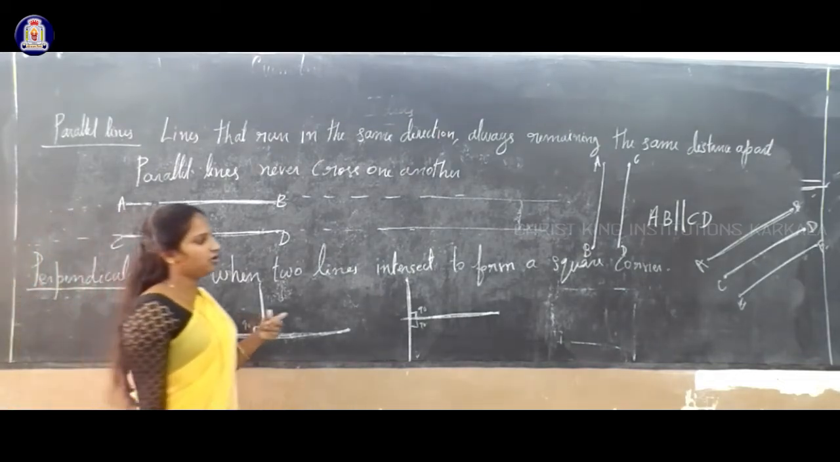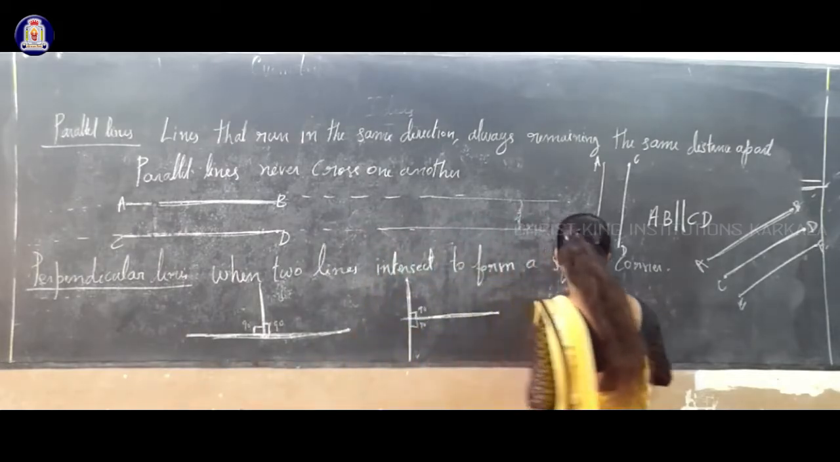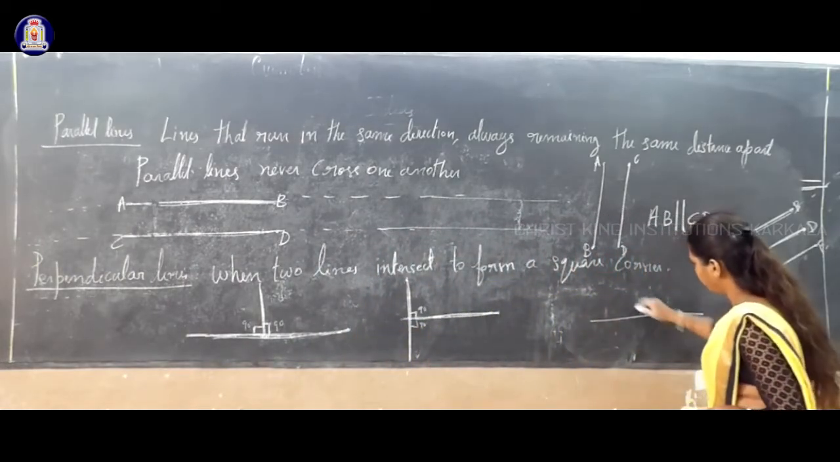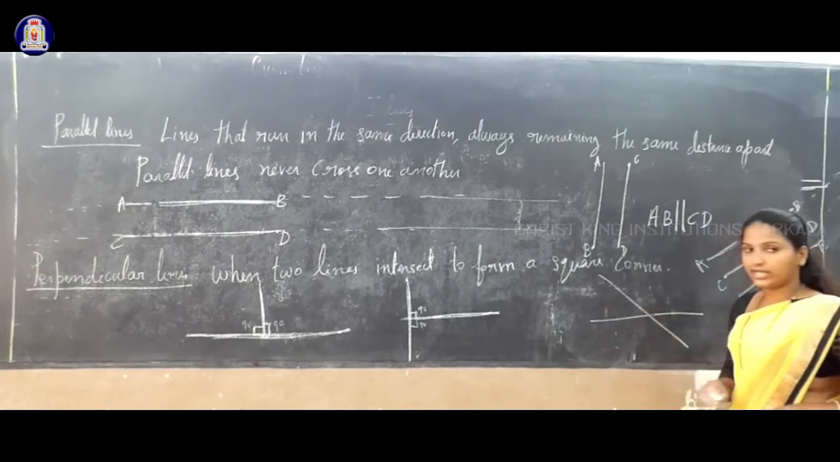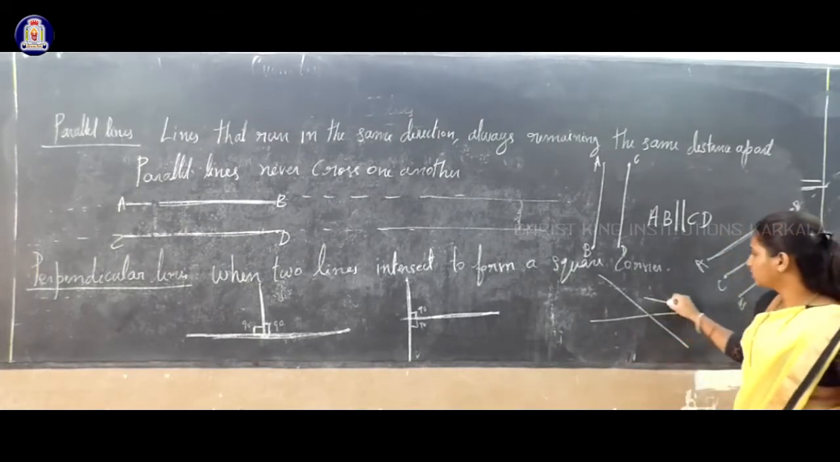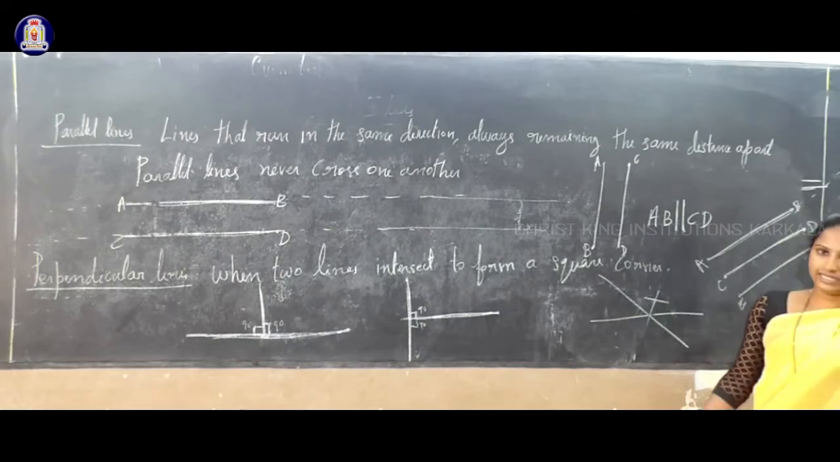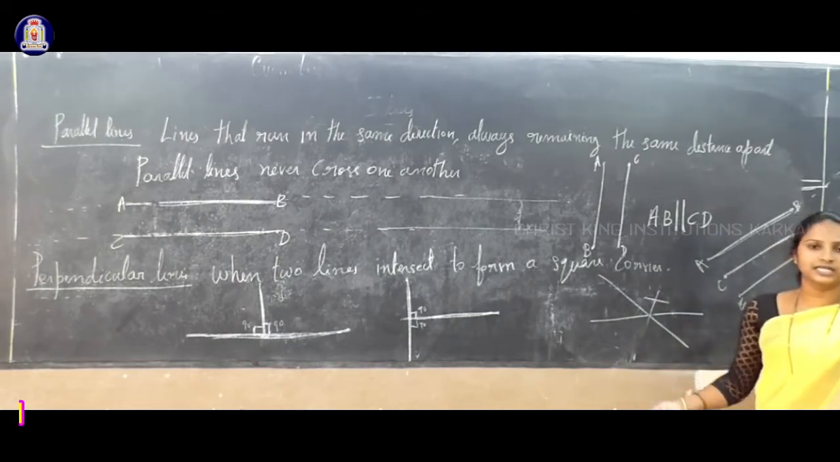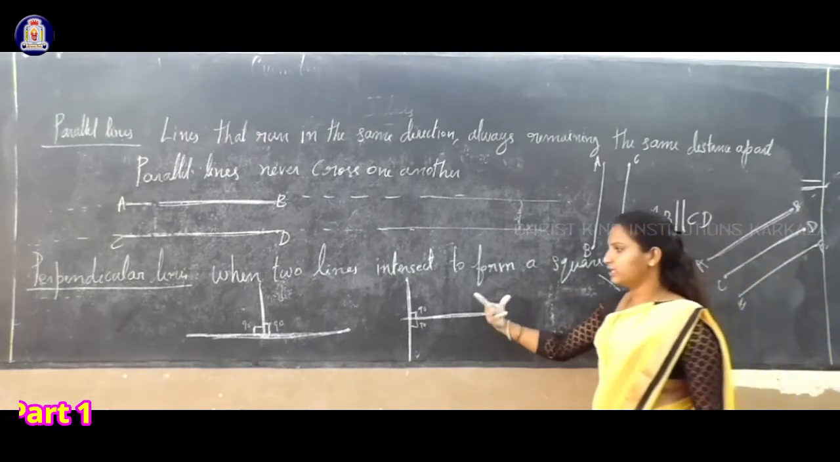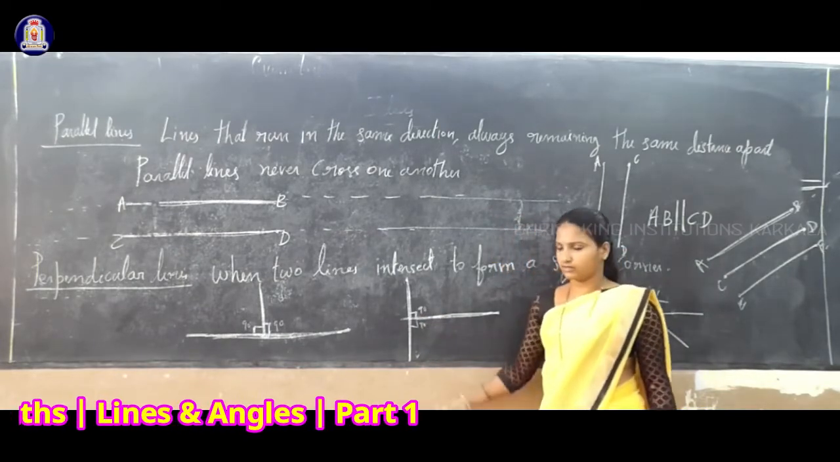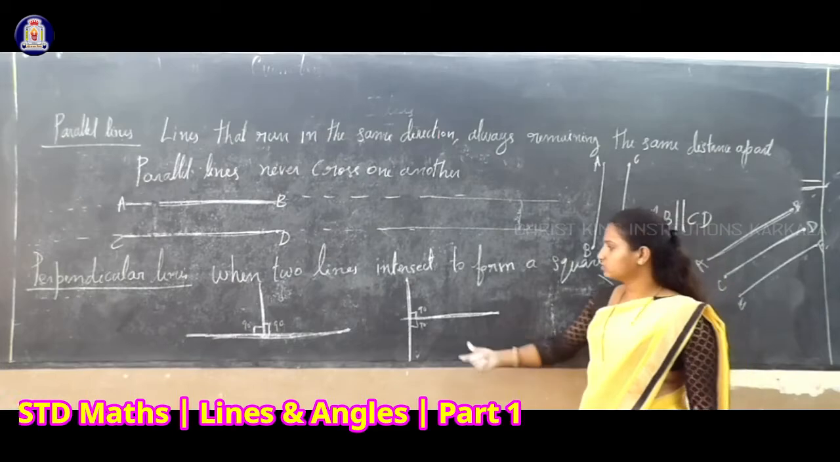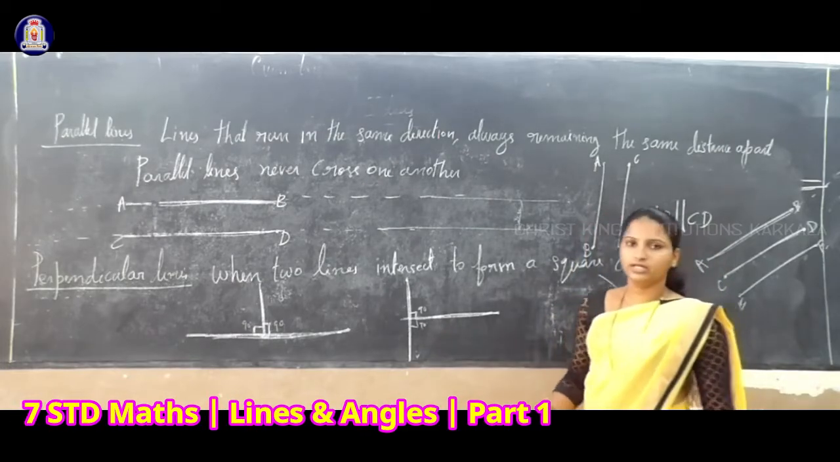So if I draw intersecting lines like this, this is one line, another line is this. Does this line form a square corner? No. So this is not a perpendicular line. These lines are called intersecting lines. Yeah. So here the lines are intersecting, but if it forms a square corner, this is called perpendicular lines.